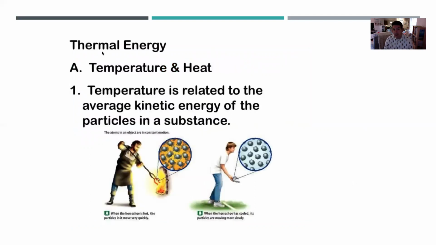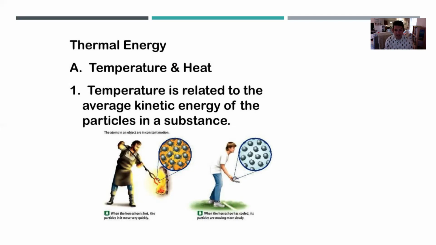So now, what does kinetic energy have to do with us? Well, thermal energy, right? So temperature and heat. Temperature is related to the average kinetic energy of the particles in a substance. So when we talk about the temperature of something, we're really talking about its kinetic energy. To go even further, we're really talking about the speed of the molecules.